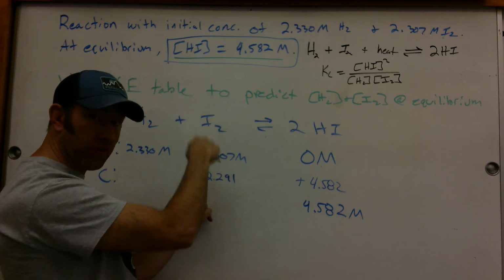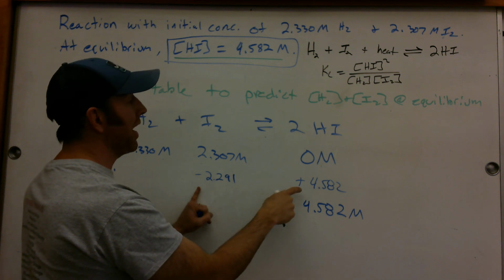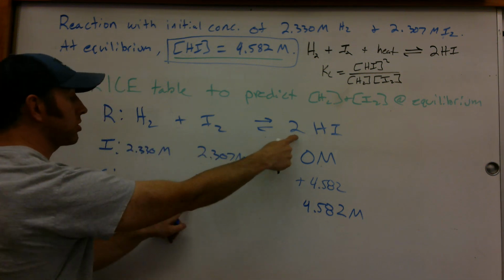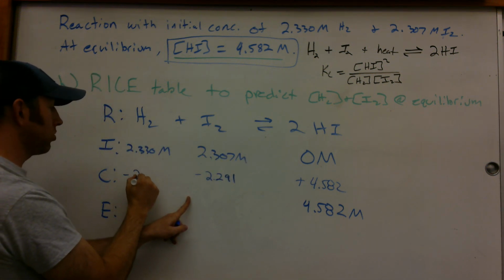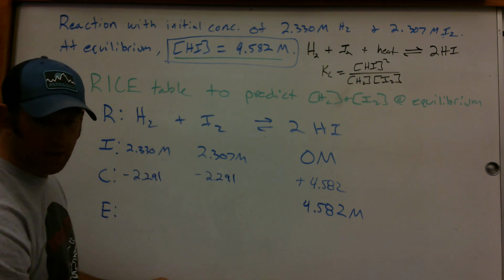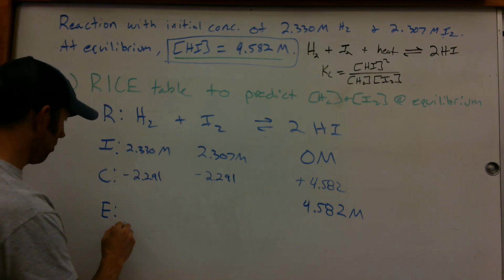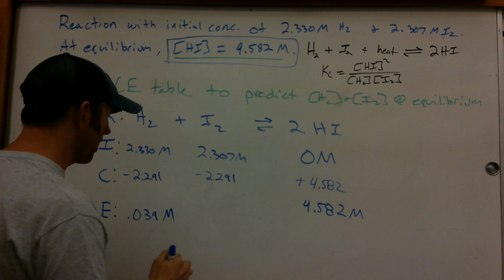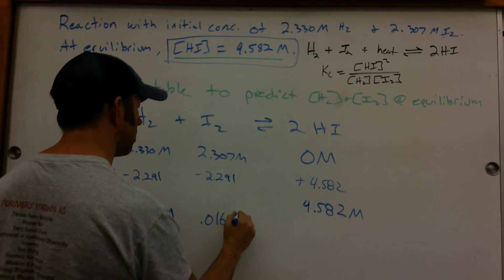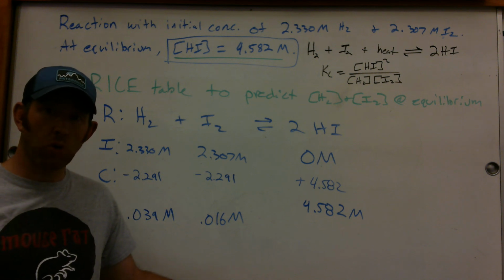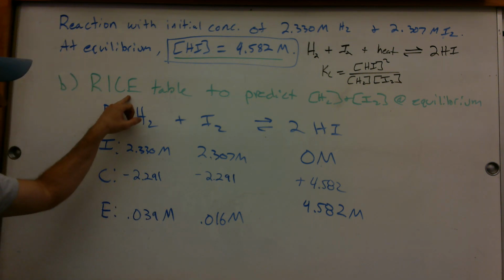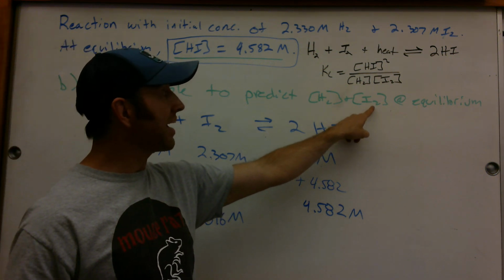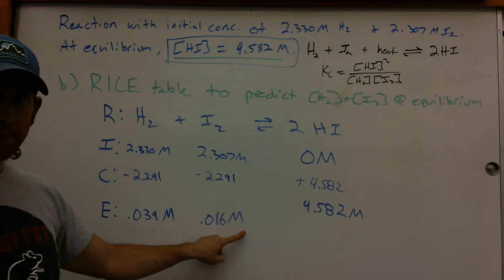It's going to decrease because it's a reactant, and it's going to decrease by half as much because it's a 1 to 2 ratio. All right. This is also a 1 to 2 ratio, so this is going to be decreasing by 2.291 as well. And when we do that calculation, I should get 0.039 molarity as a result there, and 0.016 molarity there as a result. Okay? So I use the RICE table to predict the molarity of hydrogen as 0.039 molar, and the molarity of iodine as 0.016 molarity. Okay?